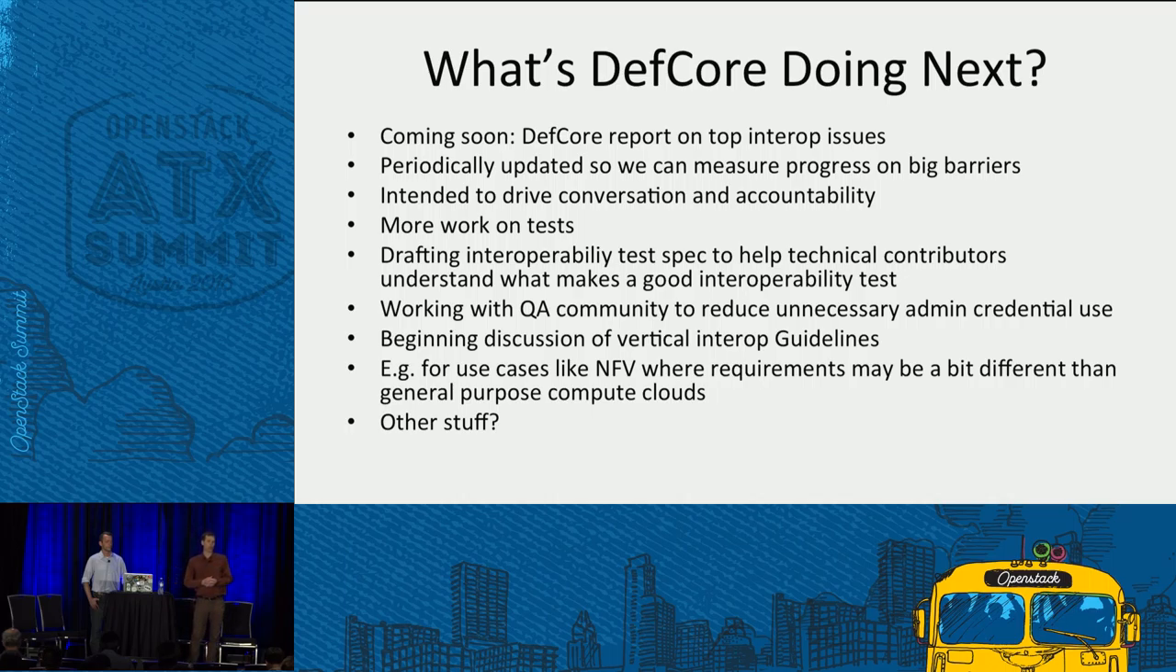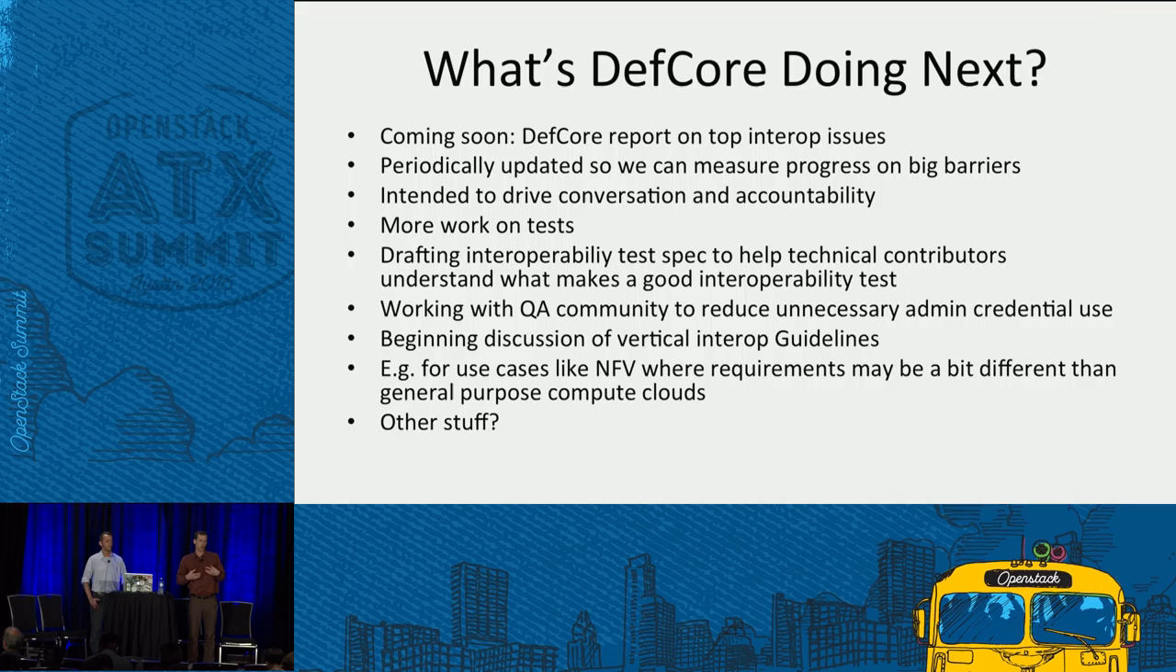Over the next cycle, one of the biggest things that we have facing us is working on tests. There are ways that we can improve the tests. An example of this is there are a number of Neutron capabilities that require administrative credentials to be able to test them, but you actually don't need administrative credentials to access them. And so this is an example where the DevCore committee can become very active in looking at the tests and modifying them so that they can actually be admitted to the guidelines.